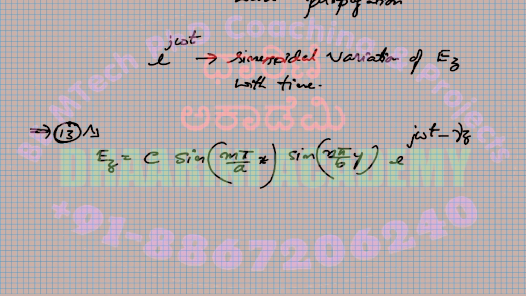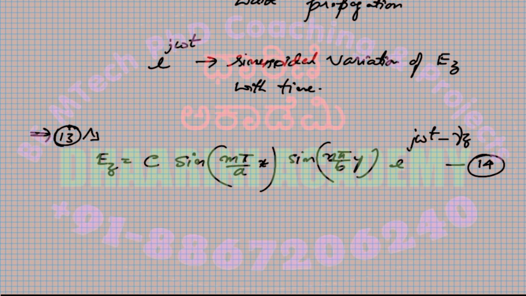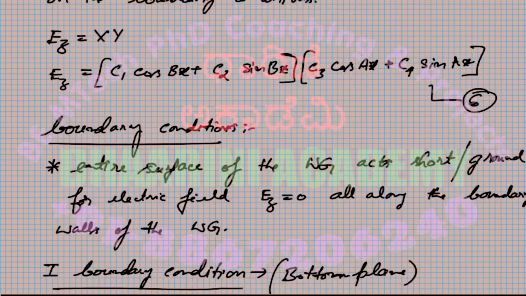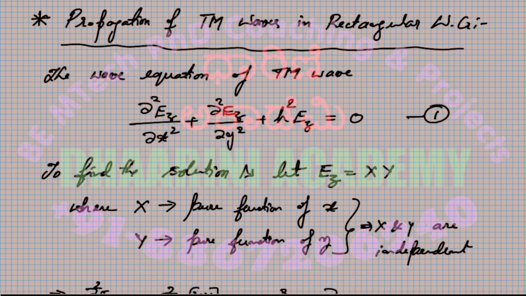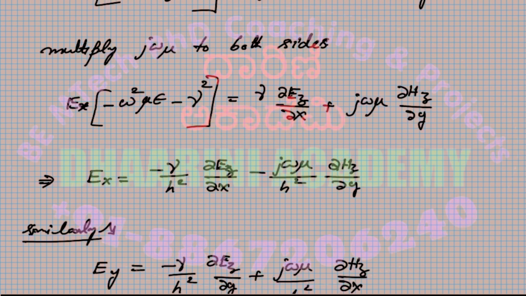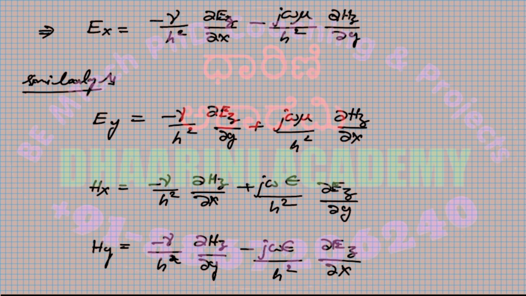There is one more part left. Let me call this equation number 14. Right now I am supposed to calculate Ex, Ey, Hx, Hy. What do you substitute? Substitute this Ez in our previous equations. Previously we got these equations for Ex, Ey, Hx, Hy. Don't consider the H part, we don't have an H at all.